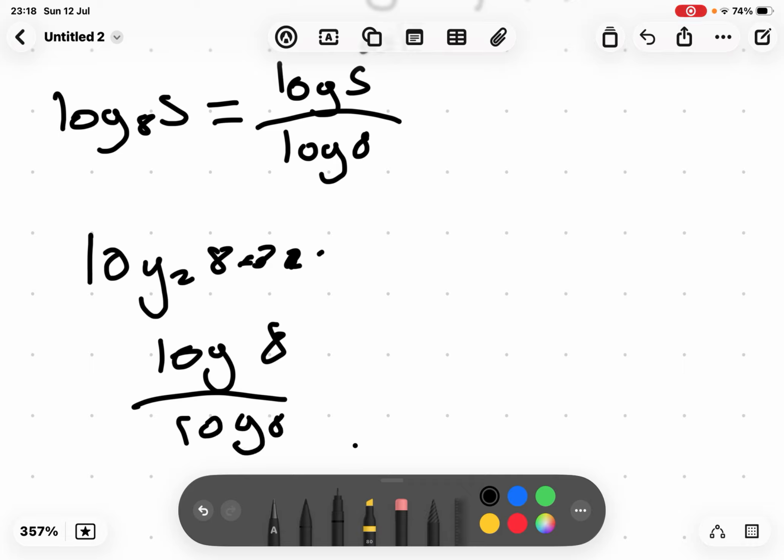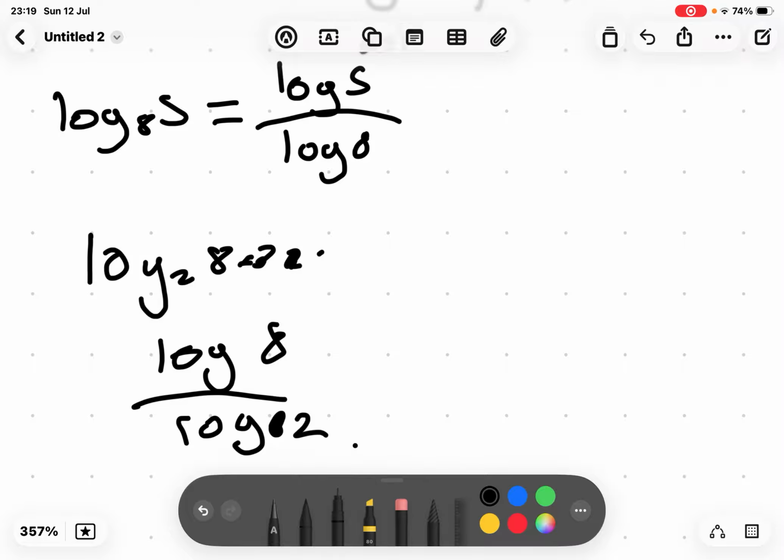Wait, so log base 2 and argument 8 is equal to log 8 divided by log 8? Almost. The denominator isn't log 8, it's log of the base. So if the base is 2, it should be log 8 divided by log 2. That gives 3.